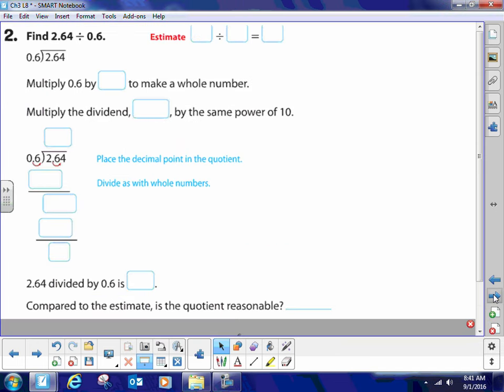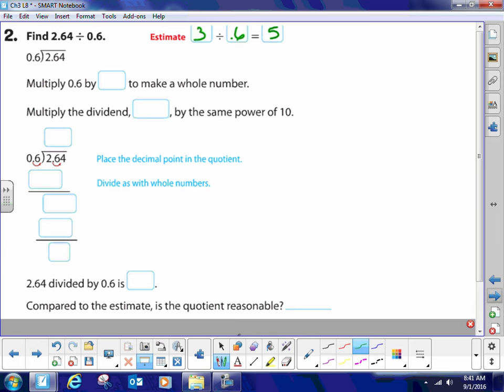Find 2.64 divided by 0.6. We could fill in this estimate, but I'm not a big estimate fan. You know that on dividing. I guess we can real quick. I would estimate 3 divided by 0.6, which would be 30 divided by 6, and that would be 5.